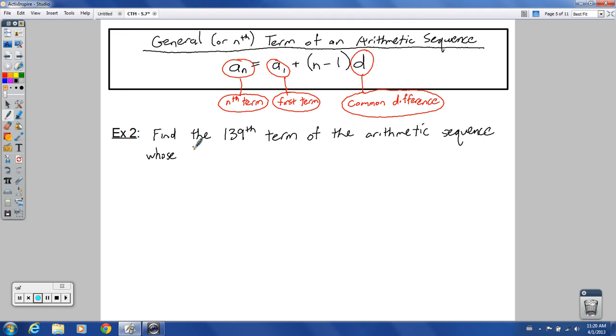Whose first term is 26 and whose common difference is -8.